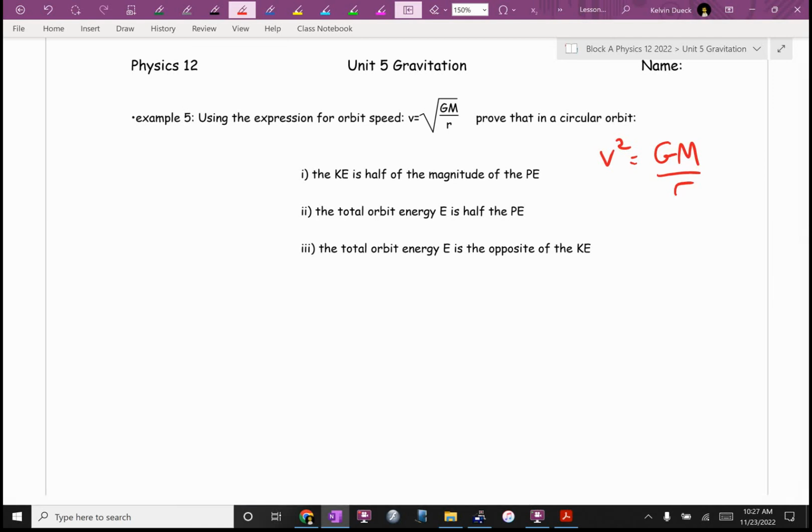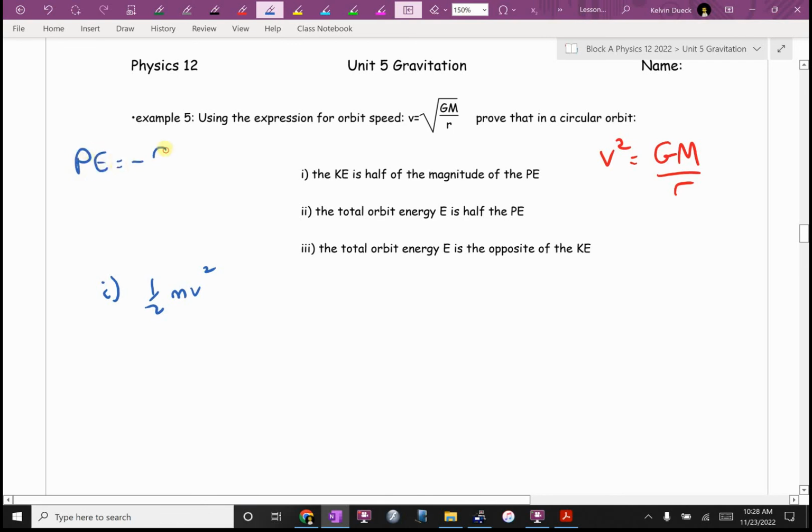Sarah, what's the first thing it wants me to prove? Read part I. Say that again. Okay, KE, a half mv squared. What do we want me to show? It's half the magnitude of the... By the way, let's write over here on the left. PE is negative big G, big M, little m over R. It wants me to show that this in orbit is this divided by 2. Let's see. What is V orbit? Well, V orbit is this. What's V squared in orbit, Sarah? Read those 3 letters to me.